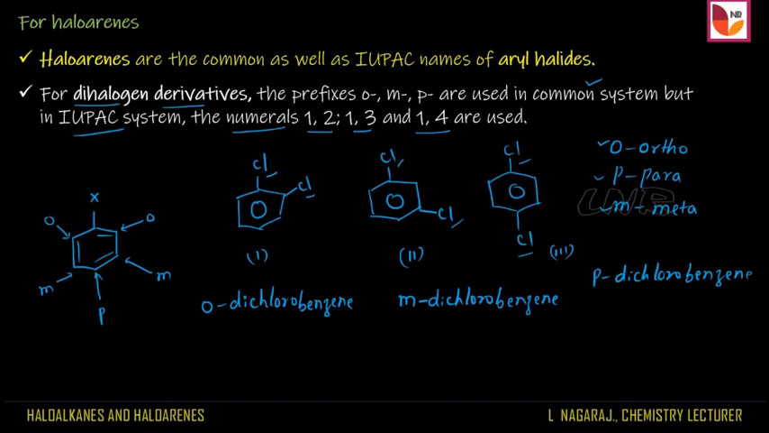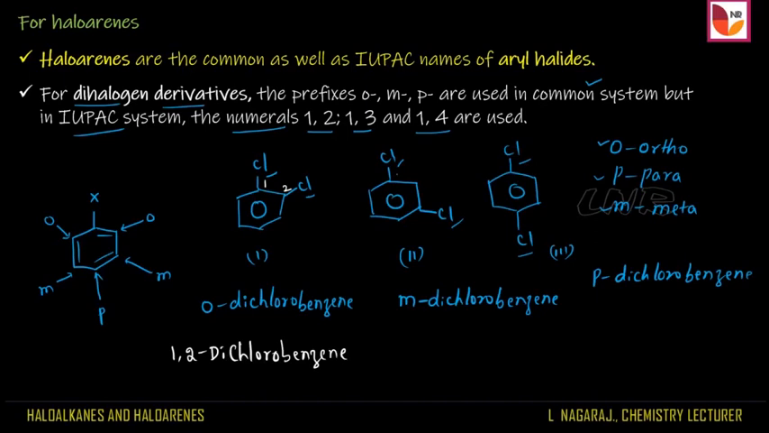In the case of the IUPAC system, the position of the halogens is represented by using numbers. For the first molecule, the two halogen atoms are attached to the first carbon and the second carbon. So the positions of the halogens are represented as 1,2, and because of the presence of two halogen atoms it is di, the halogen name is chloro, and it is benzene. So 1,2-dichlorobenzene.